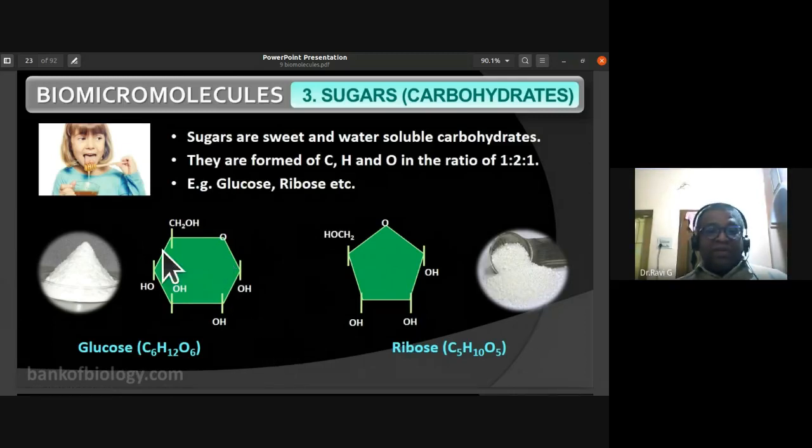Okay, and the structural formula of glucose has CH2OH as well as many OH groups with oxygen, the carbonyl group. Even here, you notice that CH2OH as well as the many OH groups with carbonyl groups in ribose. So this is the structure of a sugar. Examples are glucose and ribose.